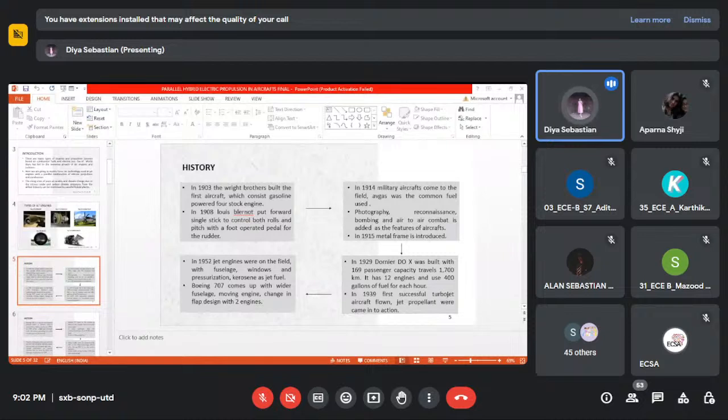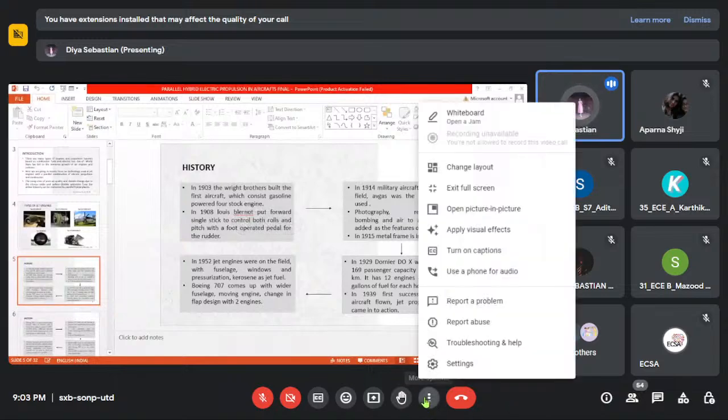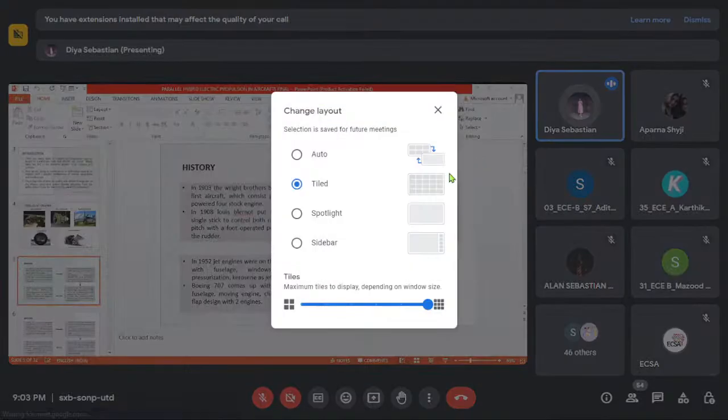So the motive behind this parallel hybrid aircraft was that, do you know the fact that 2% of the whole pollution was caused by the airline industry? By reducing carbon dioxide emissions by 75 percent and nitrogen oxide emissions by 90 percent, we could reduce up to 90 to 95 percent of the pollution which was caused by airlines.